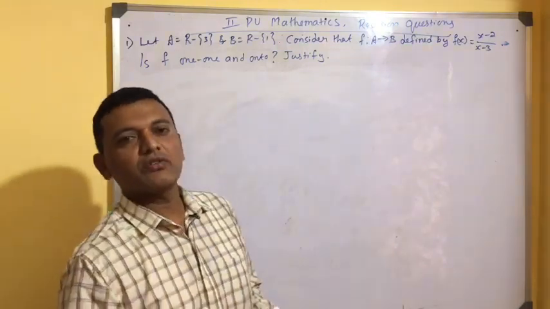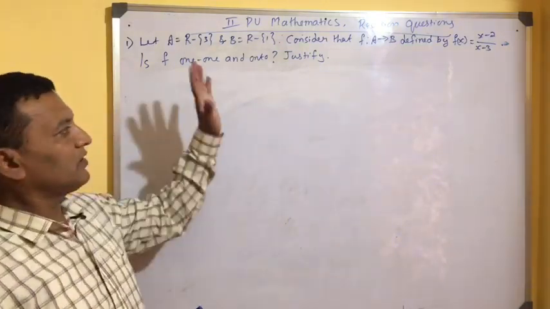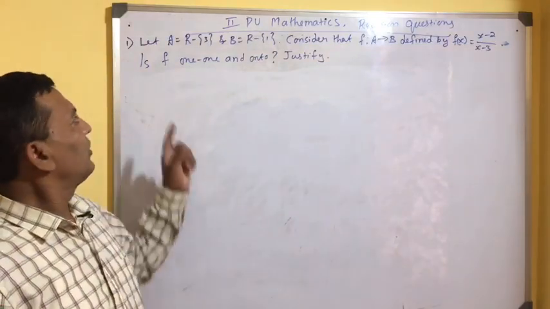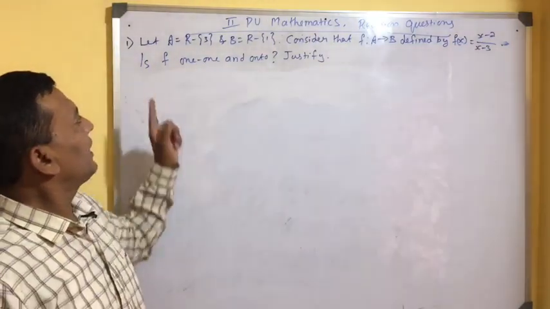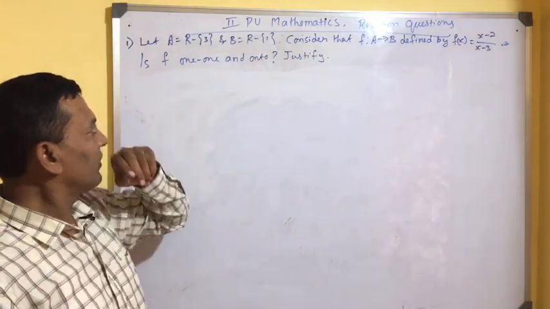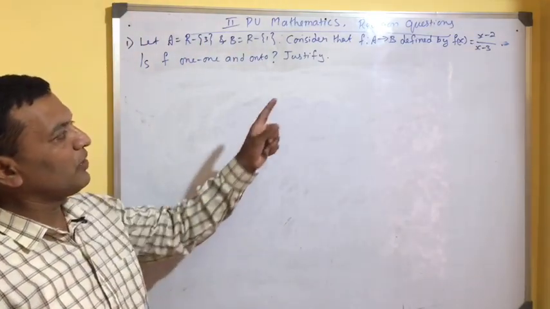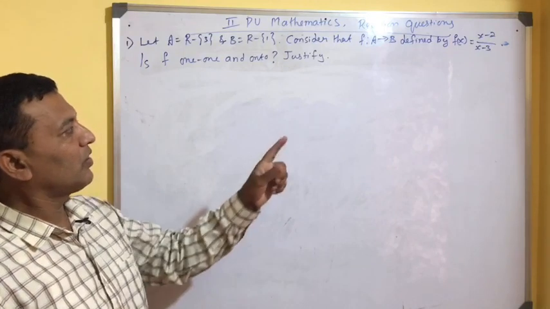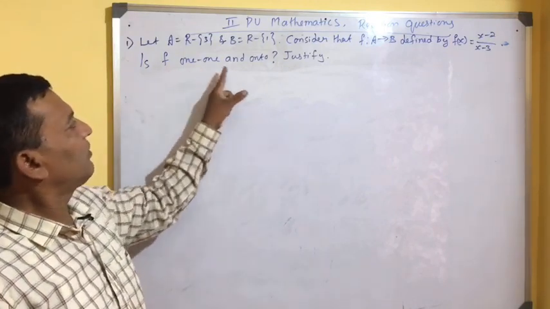You will get one model. Any question that comes, the method is the same, only the functions will change. You have to verify it. Now you can see the question here: let A and B be two sets, A is the real numbers minus 3 and B is the real numbers minus 1. Consider a function f from A to B defined by f of x equal to x minus 2 divided by x minus 3. Show that f is one-one and onto.